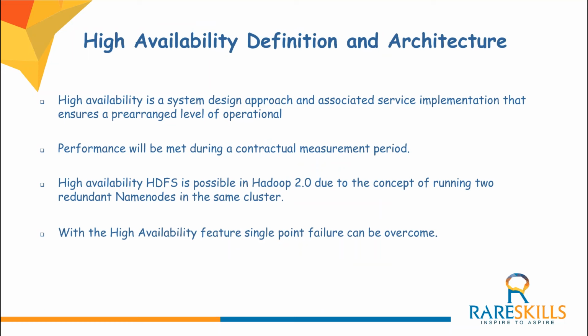Now we'll talk about the high availability definition and the architecture. So high availability is a system design approach and associated service implementation that ensures a pre-arranged level of operational activity in the Hadoop cluster. The idea behind high availability in the Hadoop cluster is that the cluster should not go down if the name node is down. With the high availability feature, the single point of failure can be overcome.